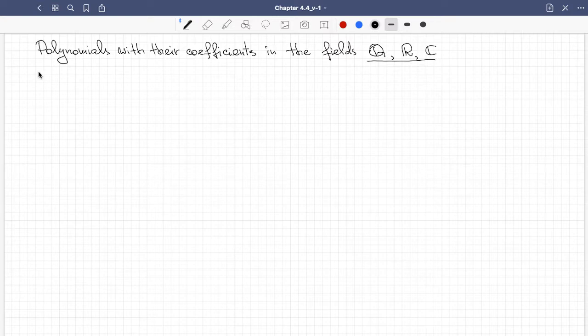Let me start with the ring of polynomials with coefficients in Q. So for our field F, we consider Q, the field of rational numbers. I will only briefly discuss results from the corresponding section in the book, and I will give no proofs.